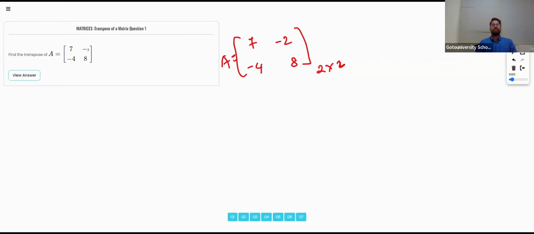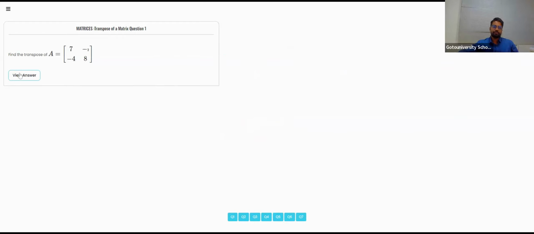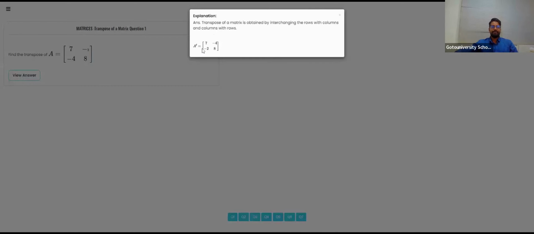What is the specialty of a square matrix? In a square matrix, when you take the transpose, the diagonal elements remain the same, but -2 will come here, 8 will remain here only, 4 will go here. This is the transpose of the given matrix. You have a doubt? You want to check the answer? Let's see. See, 7, -2, -4, 8.